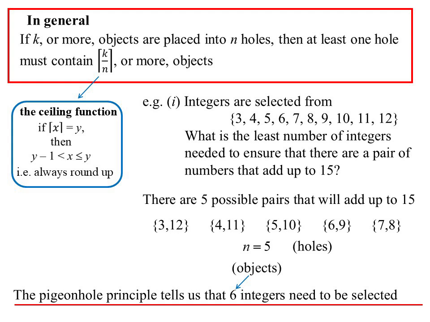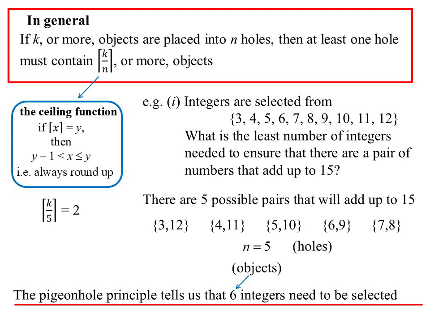Because you see, it is quite possible that when I pick these numbers out, I went 3, 11, 6, 10, 7. I've now got 1 in every hole. But now, when I pick the next one, I must end up with a pair of numbers that adds up to 15, because it has to go in one of those, and they now all have 1 in it already.